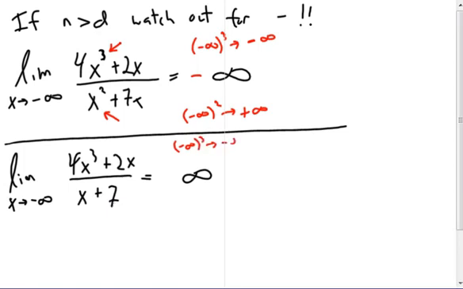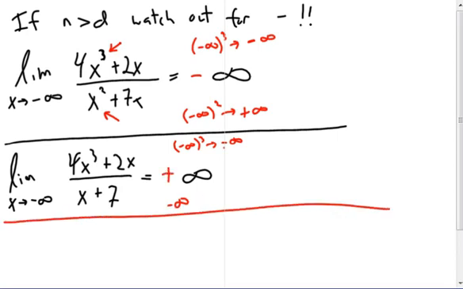So in the numerator, it's still same sort of analysis. Negative infinity cubed is going to give you a negative infinity number. The denominator, however, is going to be just negative infinity. So now we have a negative over a negative, which is a positive. So the answer here is positive infinity.